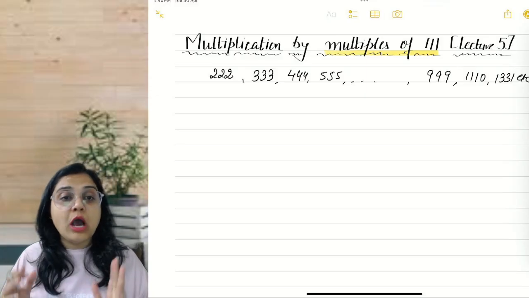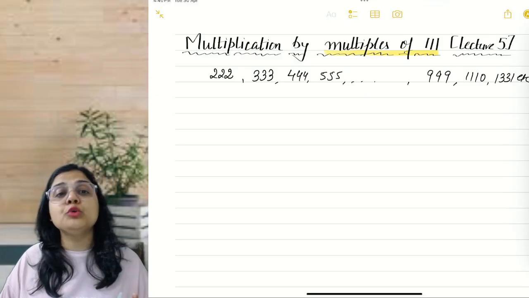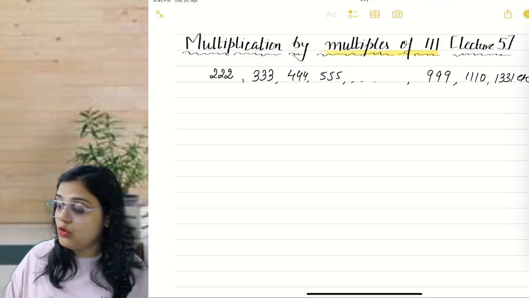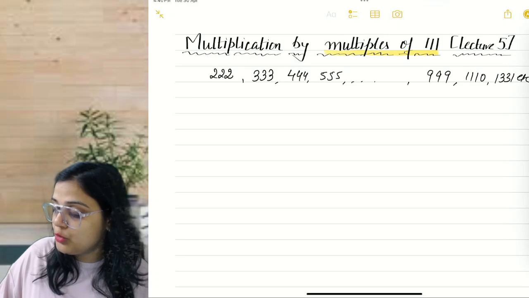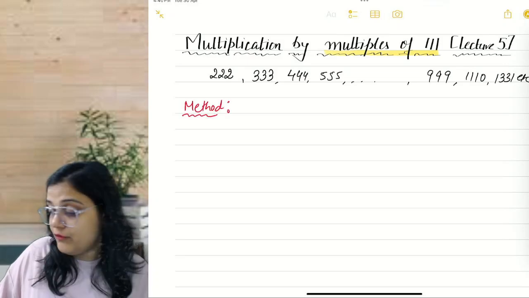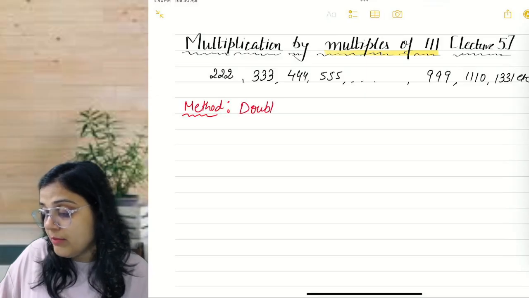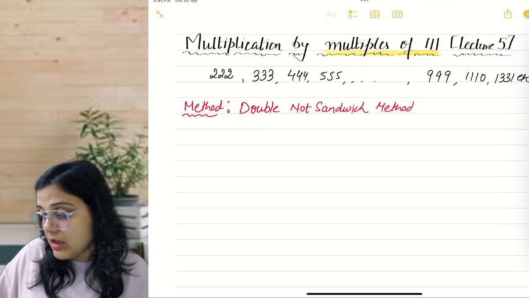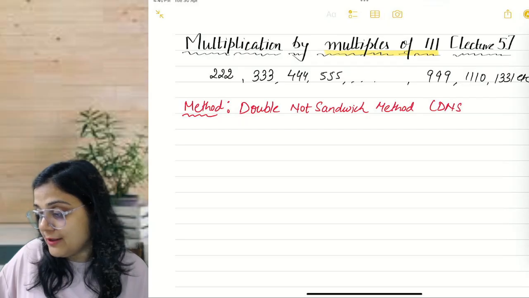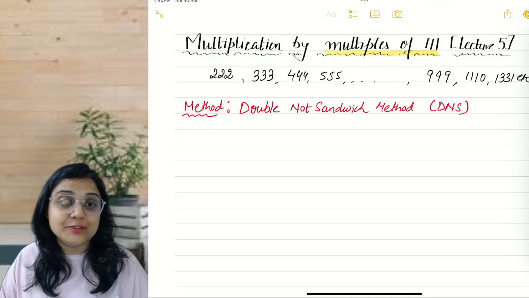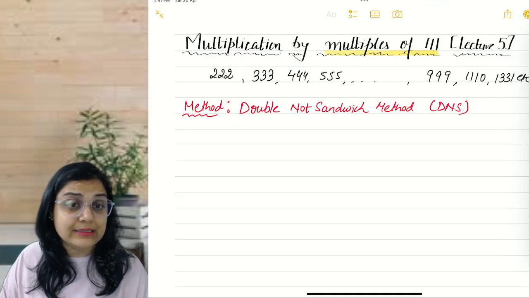Okay. So how are we going to start with this, which method are we going to use, what will be the base that we are going to use? You know all that, but still let us recall quickly which method we are going to use in this. Yes, which method? Double knot sandwich method. With love, I call it DNS method. You know it by now. Alright, in nickname, I call it DNS method. Alright, and single knot sandwich method is SNS method.